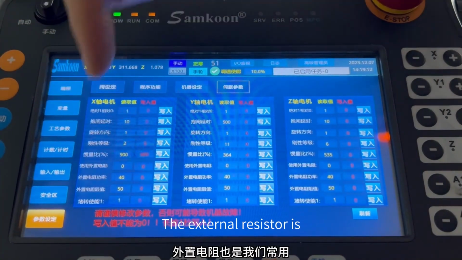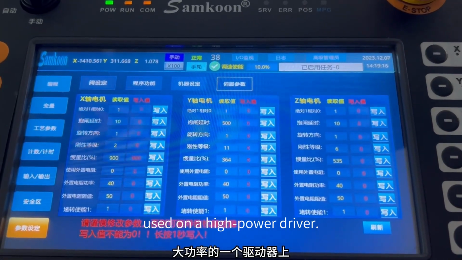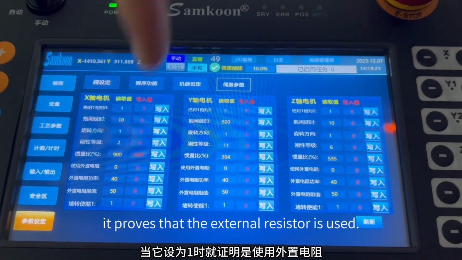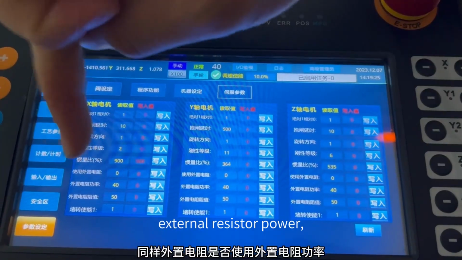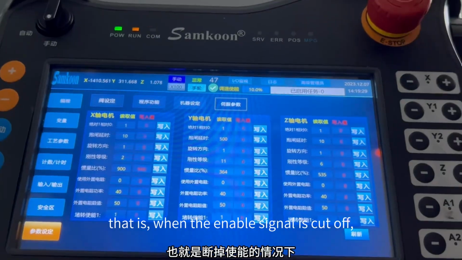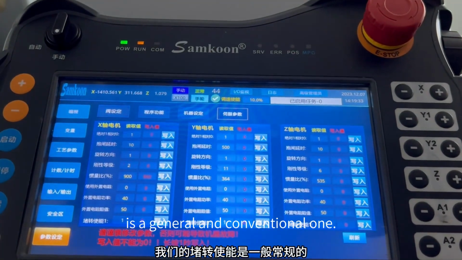The external resistor, which is also commonly used, is used on a high-power driver. When it is set to 1, it proves that the external resistor is used, whether the external resistor is used or not. External resistor's power and resistance can be modified when pressing the emergency stop, that is, when the enable signal is cut off. Our stall enable is a general and conventional one.